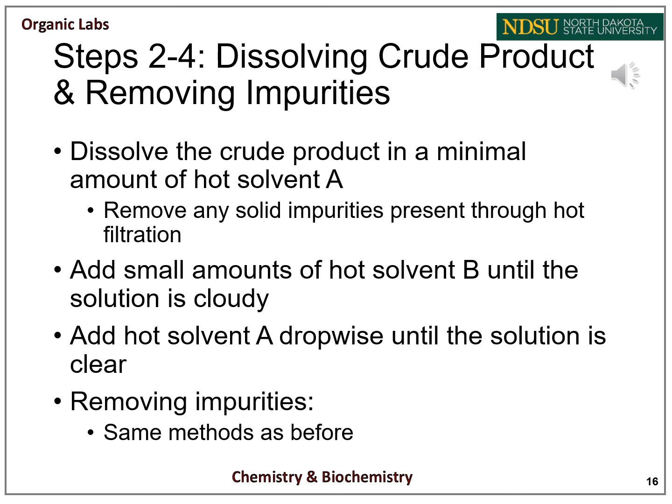After the solution has gone clear, you will then add small amounts of hot solvent B until the solution is cloudy. What this is doing is it's slowly reducing the solubility of our product in the mixture of the two solvents until it's no longer soluble in the mixture.